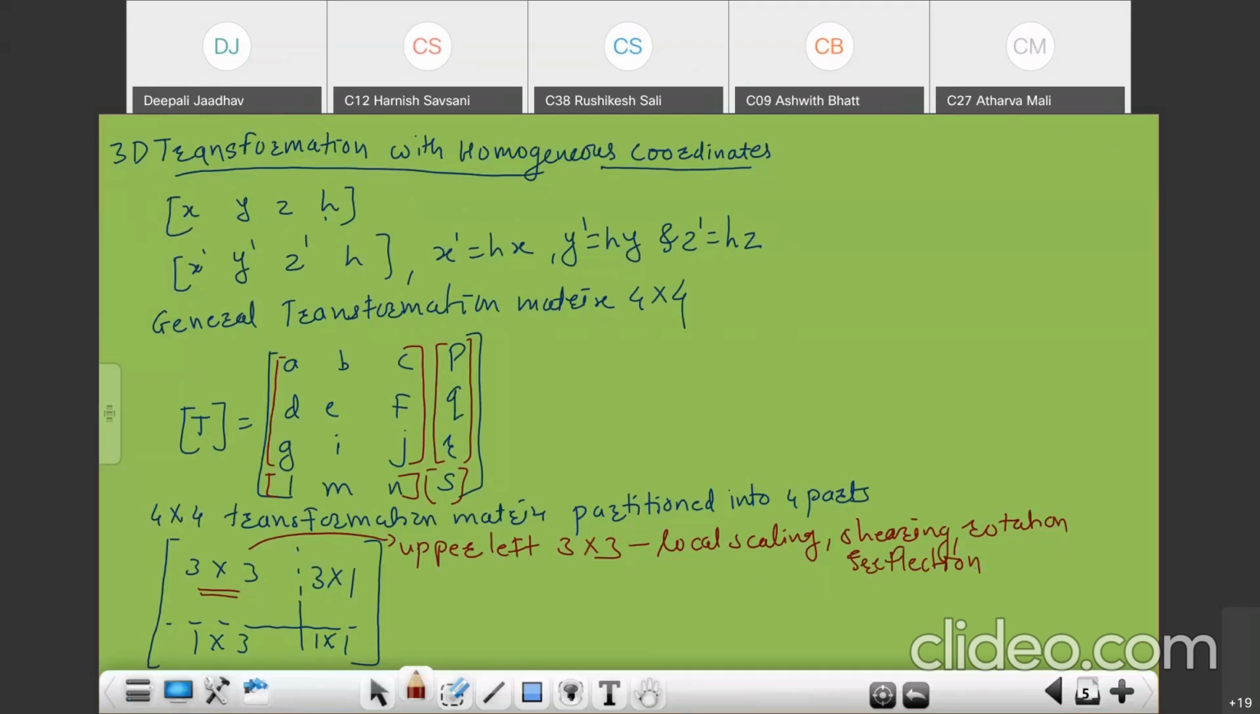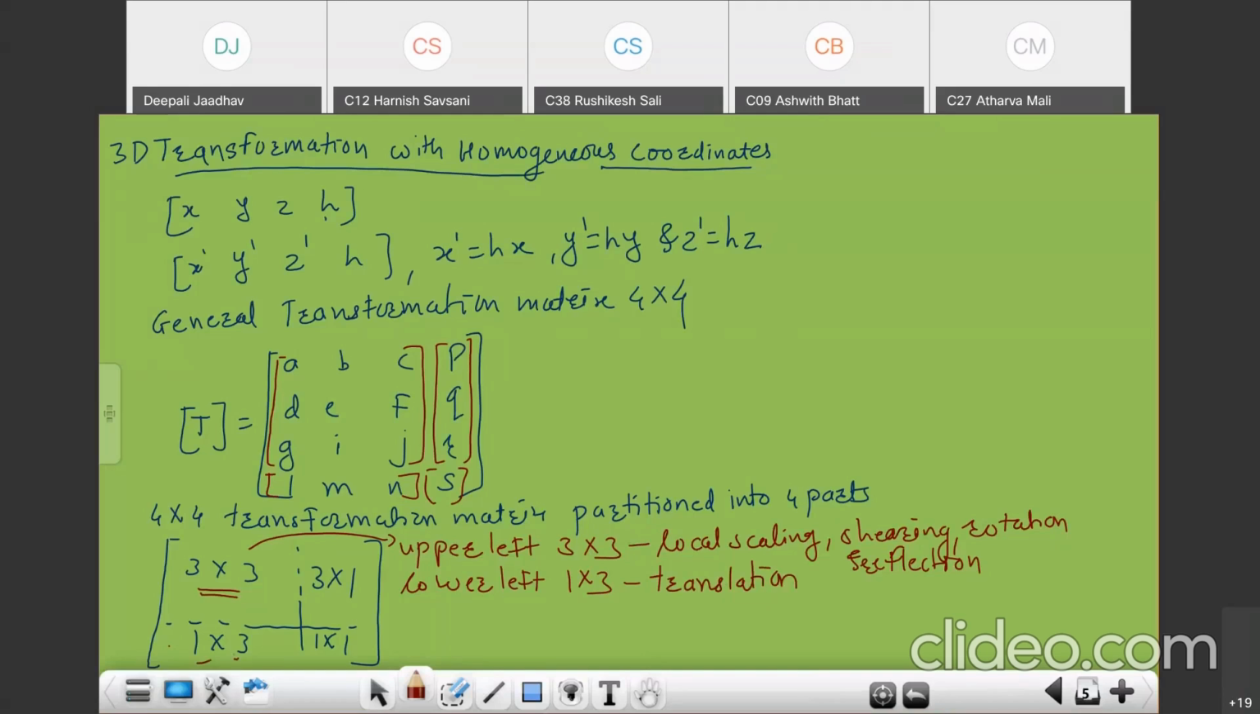Now, what is this lower left 1 by 3? One row, 3 columns: L, M, N. This is used for translation purposes. It indicates the values Tx, Ty, and Tz: how we want to translate the object in the x direction, y direction, and z direction. These are represented with this lower left 1 by 3.